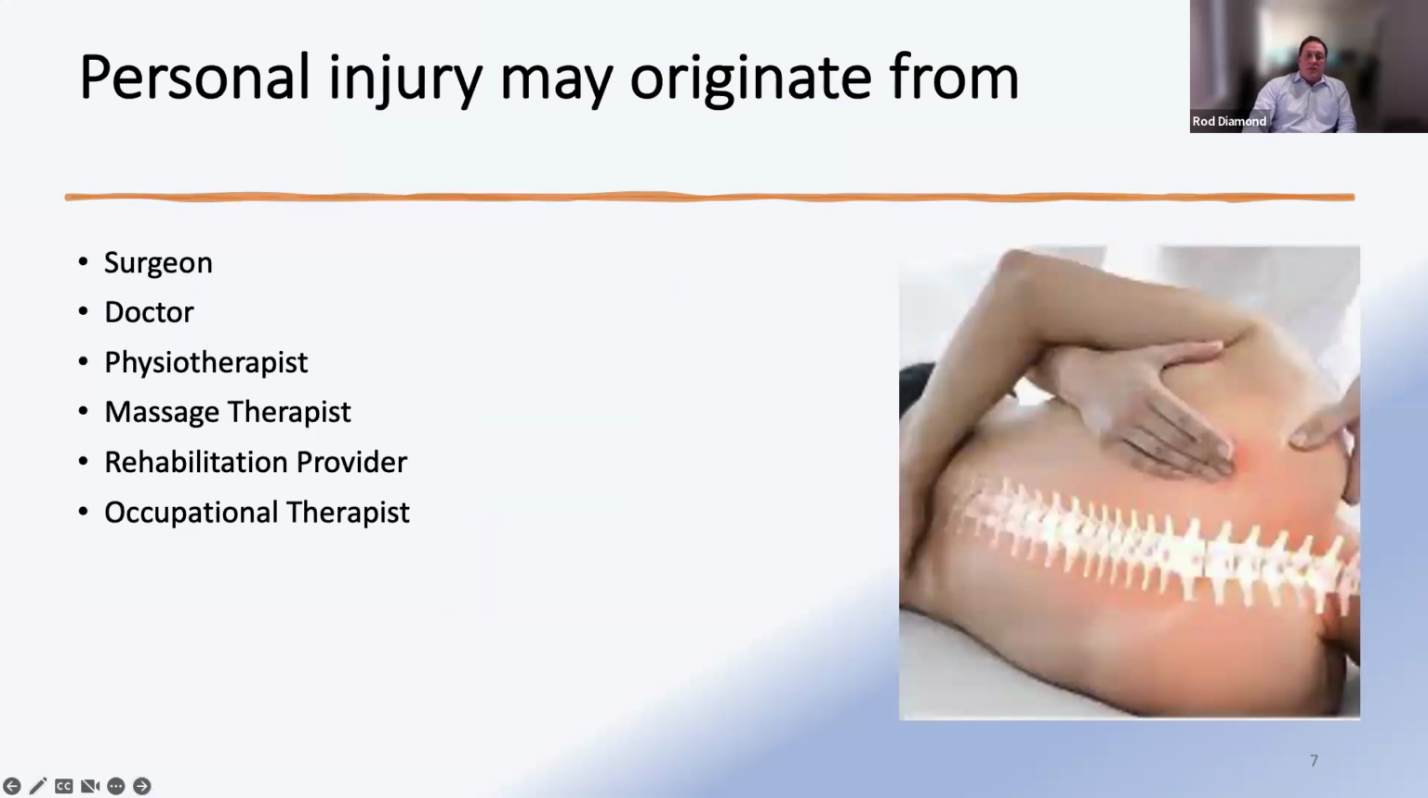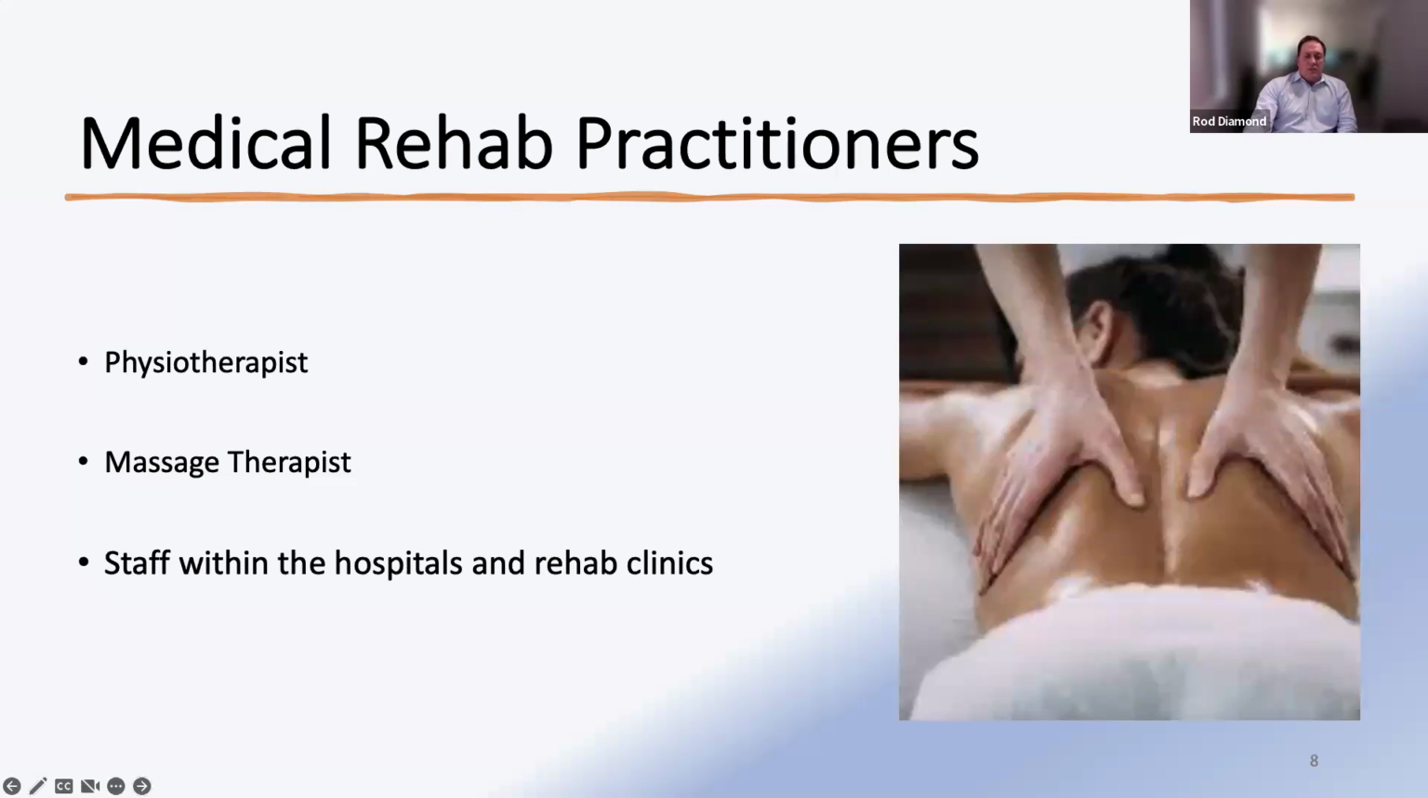So the personal injury in this area could originate from, as the following says there, surgeons, doctors, physios, massage therapists, rehab providers. The area that I deal with mostly is the physios, the massage therapists, occupational therapists, staff within hospitals and rehab clinics. The surgeons and the doctors I don't get involved with at all. So negligence could arise in any of these following areas, either when the medical practitioner assesses the patient, or they commence treating the patient, or they design an exercise program and the exercise program may not be suitable or appropriate for the patient.